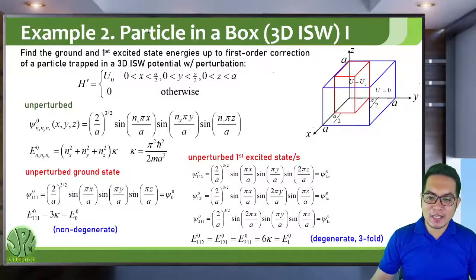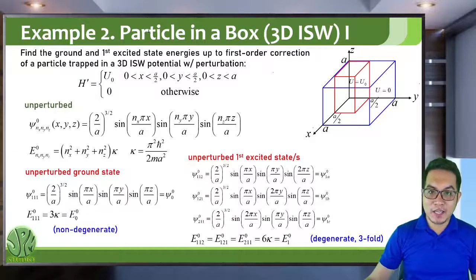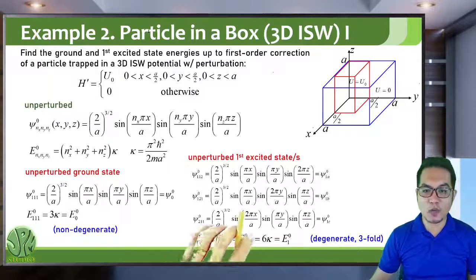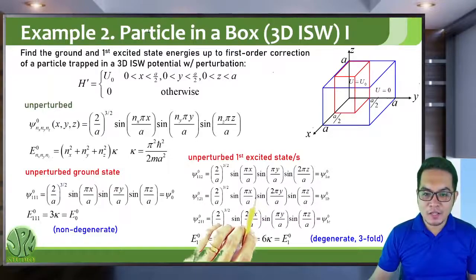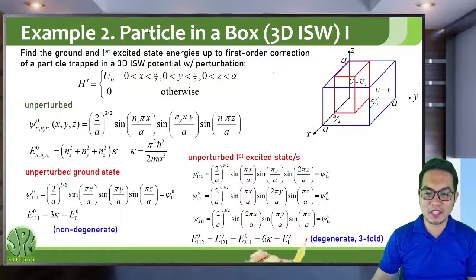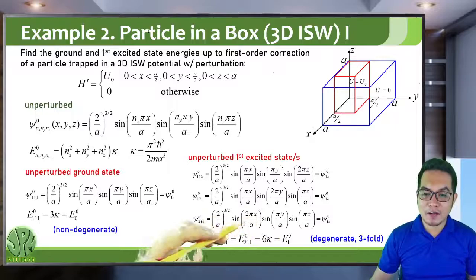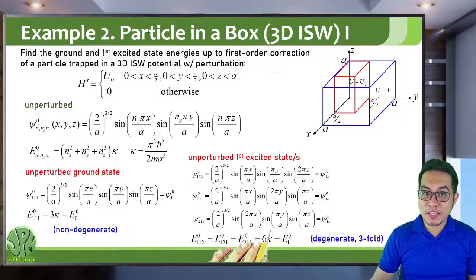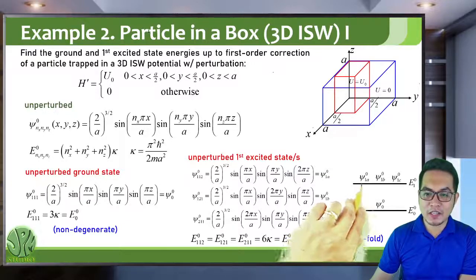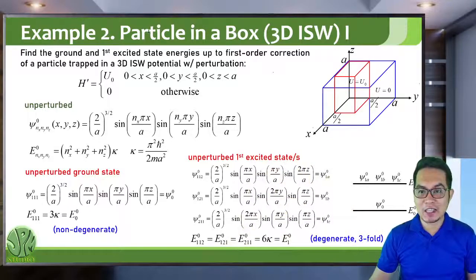So you will notice that this is a degenerate case. There are 3 states with the same energy, E10 or 6 kappa. So this is a threefold degeneracy. So we will use a 3x3 Hamiltonian here. Our perturbation matrix is a 3x3 matrix, because this is a threefold degeneracy, and we expect 3 first order corrections in energy, meaning the first excited state energy level will be split into 3 energy levels.